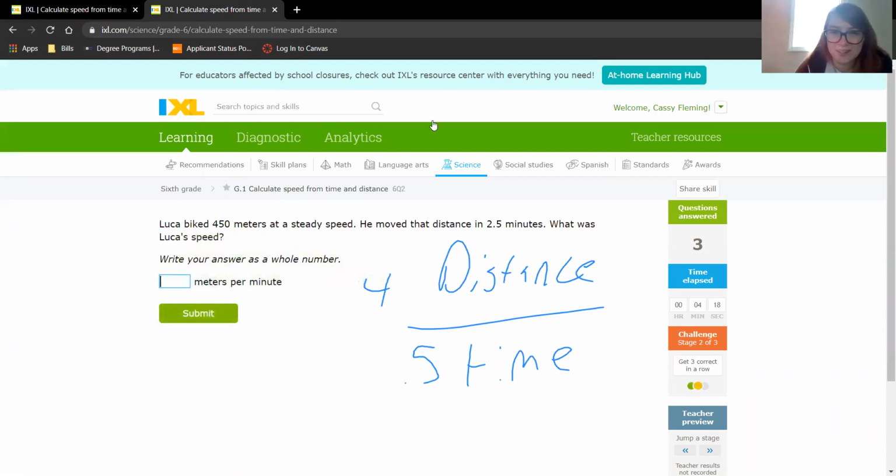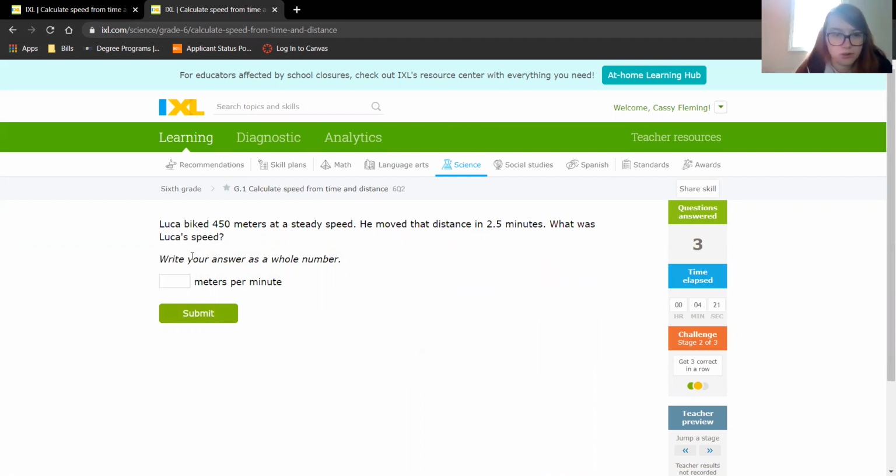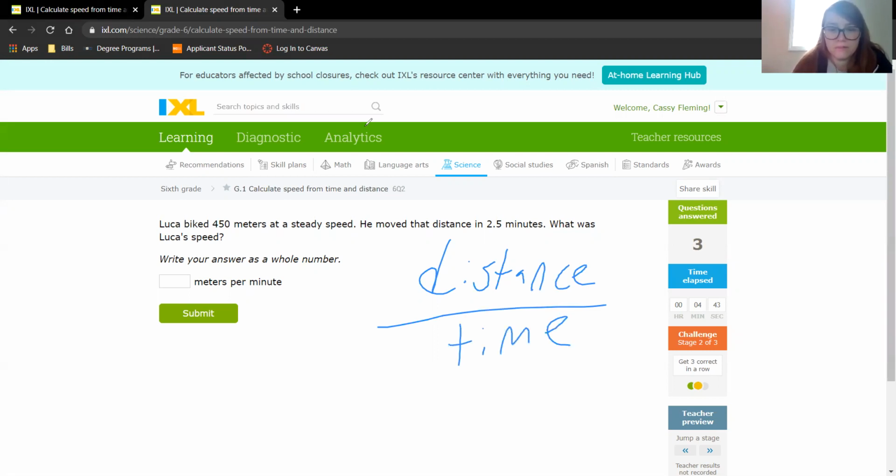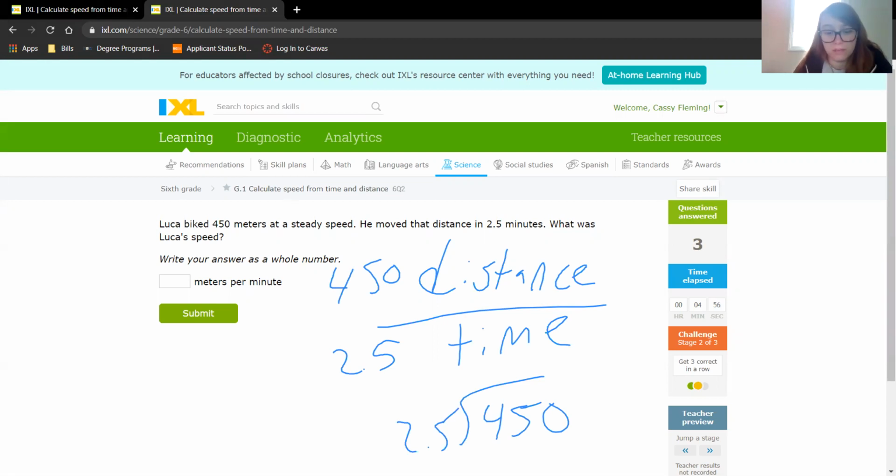And I'll do one more. Luca biked 450 meters at a steady speed. He moved that distance in 2.5 minutes. What was Luca's speed? Write your answer as a whole number. So again, we'll do distance divided by time. Our distance was 450 meters. Our time was 2.5 minutes. So we would do 450 divided by 2.5. Going to use my calculator again.